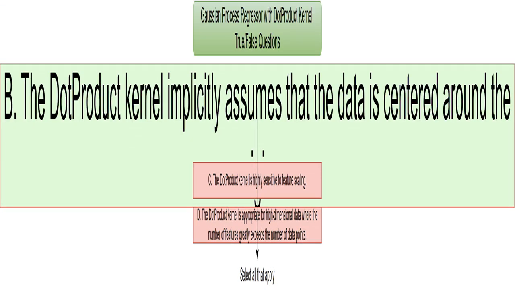The DotProduct kernel loves data centered around 0. It's super sensitive to where the data's average point is, its center. The kernel's behavior changes dramatically if you shift your data.